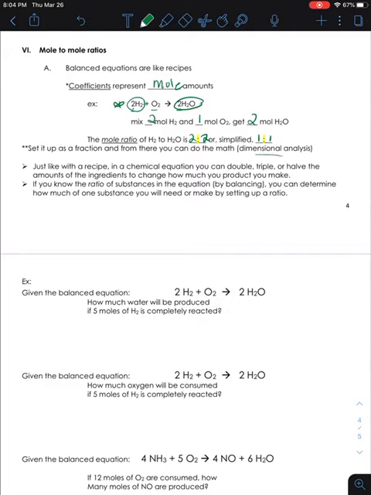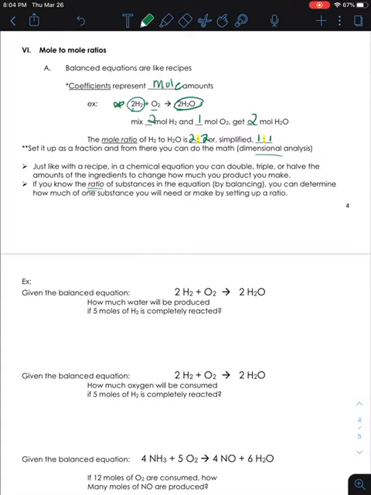I'm going to show you dimensional analysis, not only in this video, but the next video, which is the combined stoichiometry notes. So keep in mind, just like a recipe, this chemical equation, you can double it, you can triple it, you can half it, whatever you need to make as much product as you need. You just have to keep in mind the ratio of the substances in the equation, and again, you have to make sure this equation is balanced. You're able to determine how much of one substance you'll need, or if you want to make a certain amount, you can use that ratio to do that.